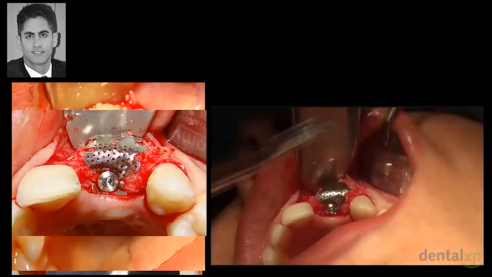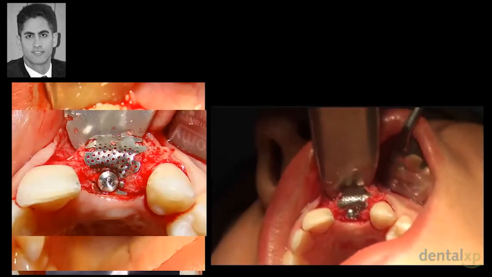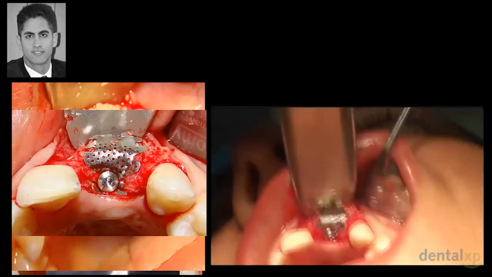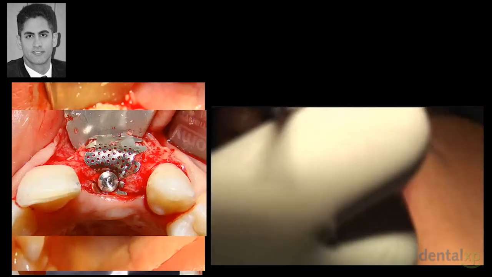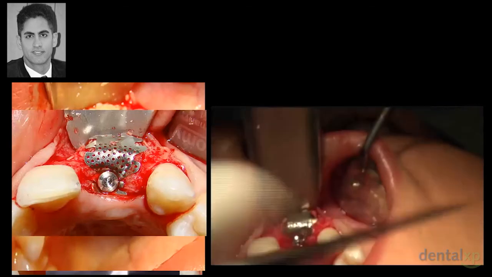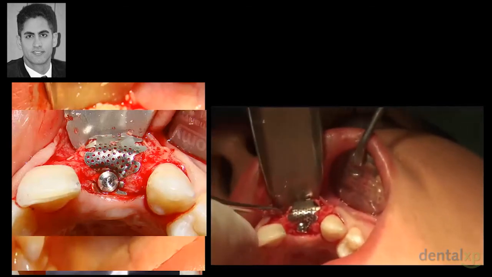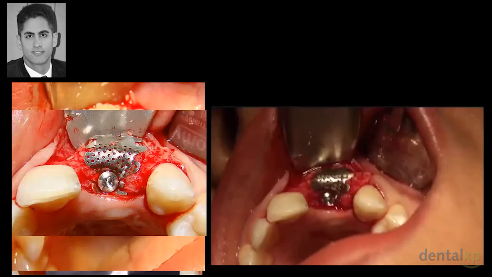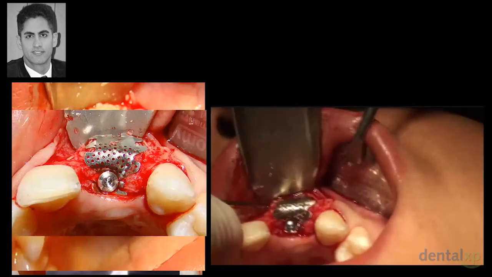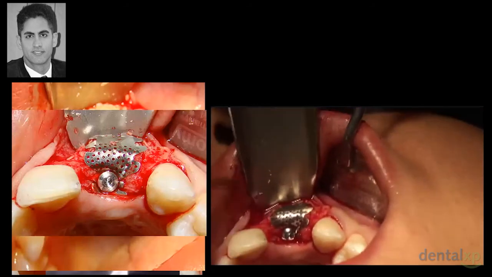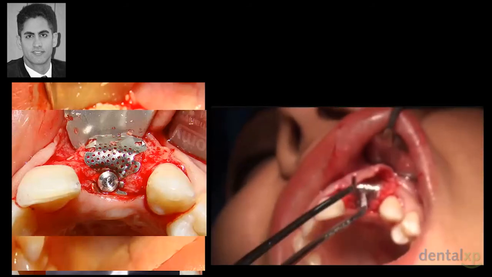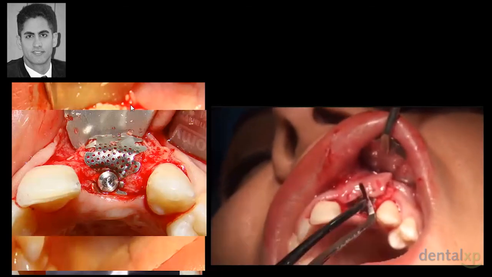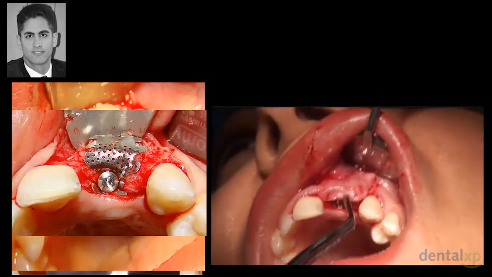After placing the grafting material and after shaping the mesh in the area to completely grab the grafting material, we're going to place a dermal graft here. I place a dermal graft for increasing the thickness of the tissue, and also for reducing the possible risk for soft tissue fenestration that may happen usually.